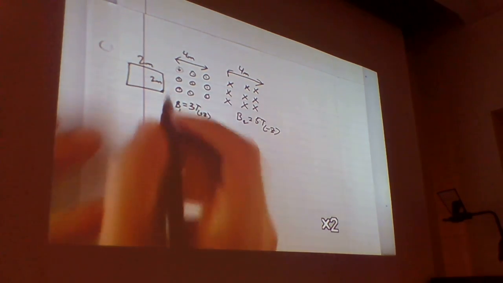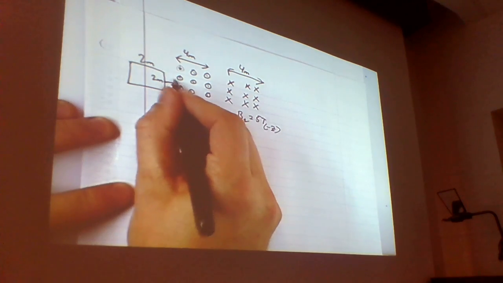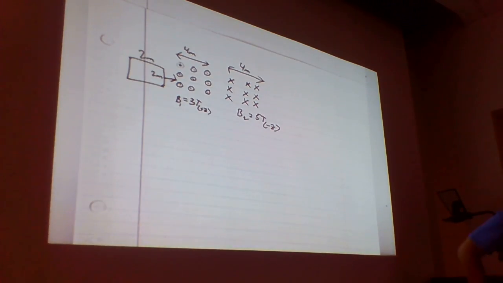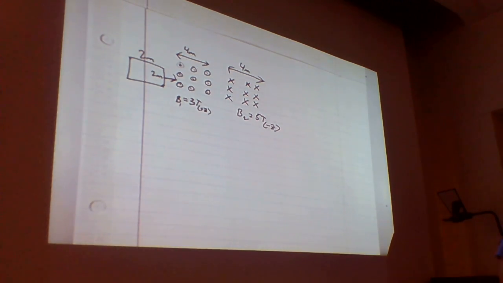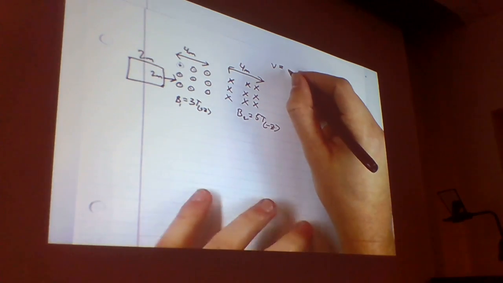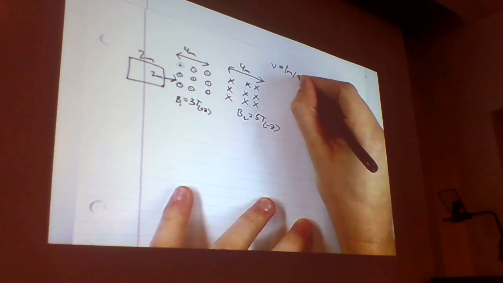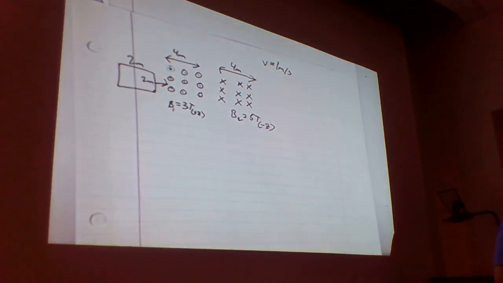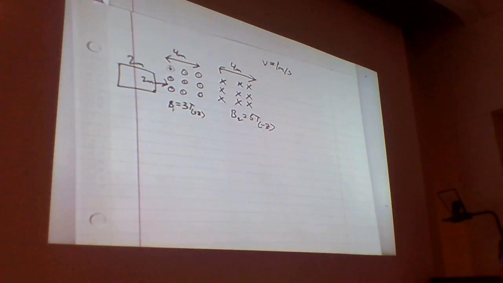So we're gonna assume this thing goes in this direction, to the right. Obviously, the other way would make sense too. And he's probably gonna give you some velocity, like velocity equals 1 meter per second. So this thing's going to the right at 1 meter per second.